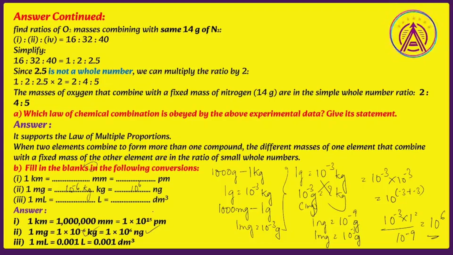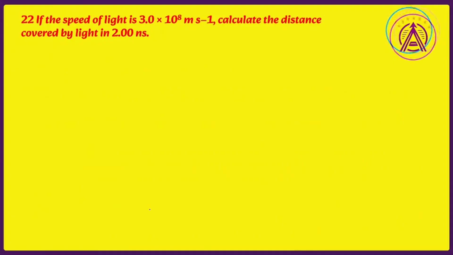Again, 1 ml is how many liters? So we know 1000 ml is 1 liter. So 1 ml is nothing but 10 power minus 3 liters, which is nothing but 0.001 liter. And liter and dm cube is the same, so it will be the same answer. Okay, the last question in this particular video lecture. If the speed of light is 3 into 10 to the power 8 meters per second, calculate the distance covered by it in 2 nanoseconds.